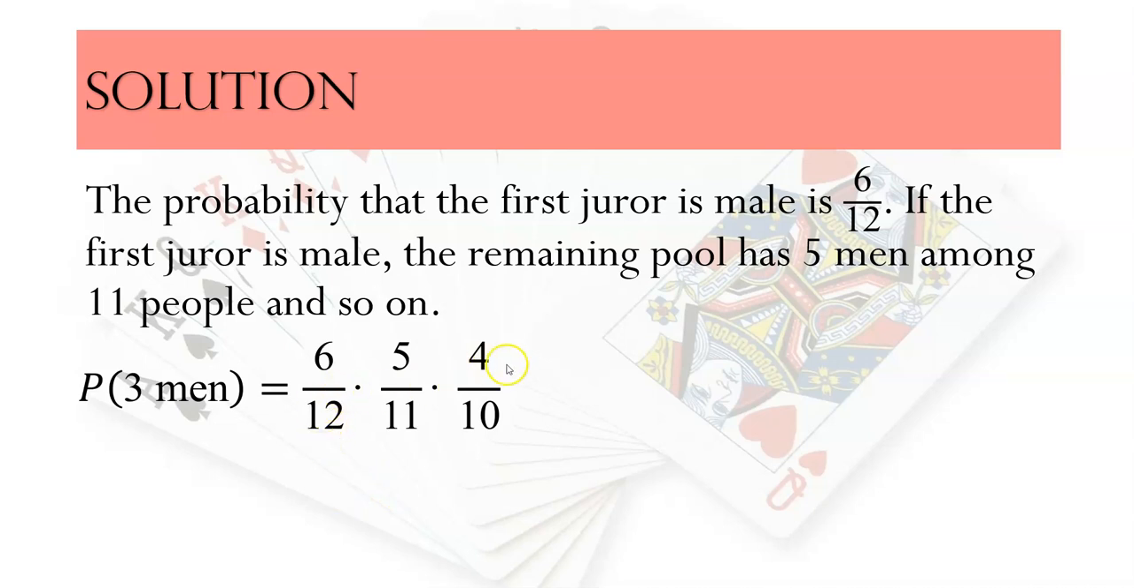So once I've got this all set up, I multiplied it straight across, and I got 120 over 1320, which I then reduced to 1 over 11.